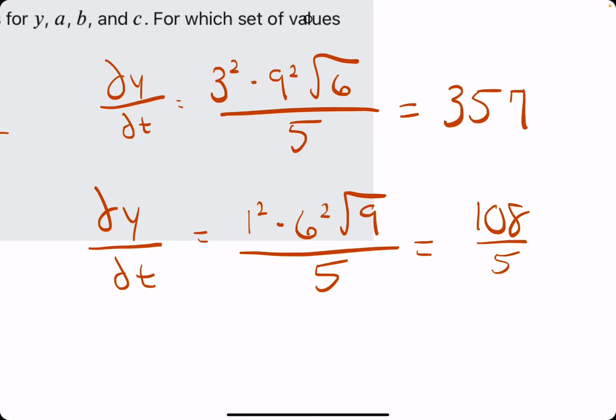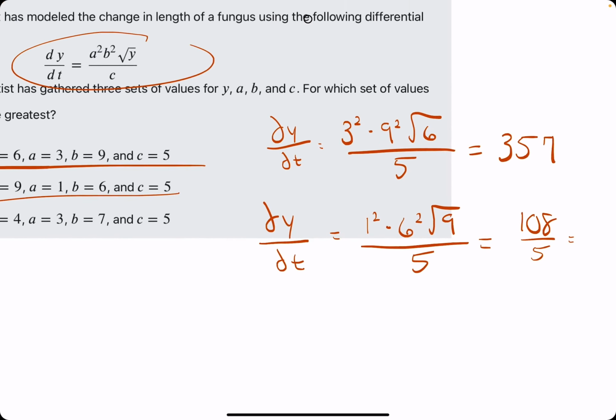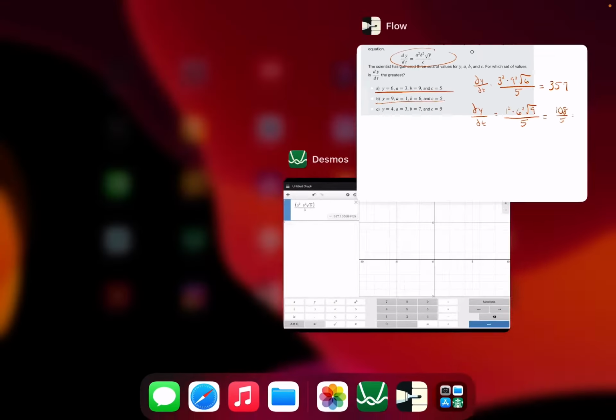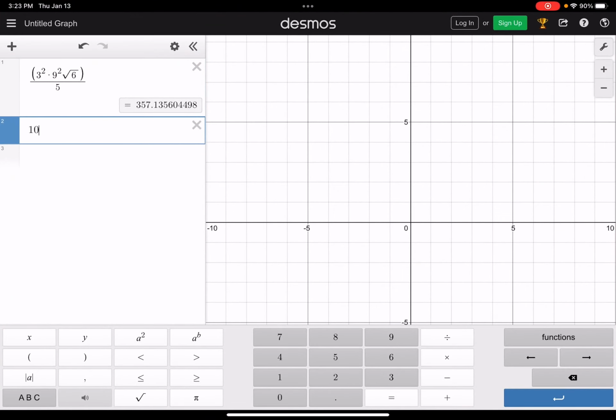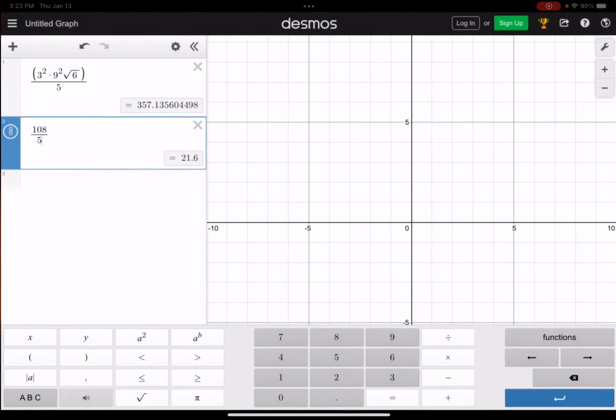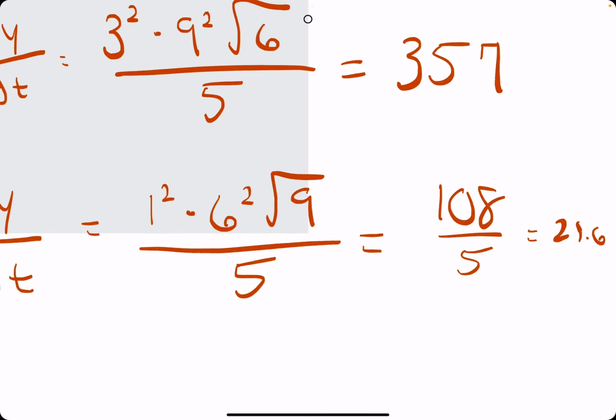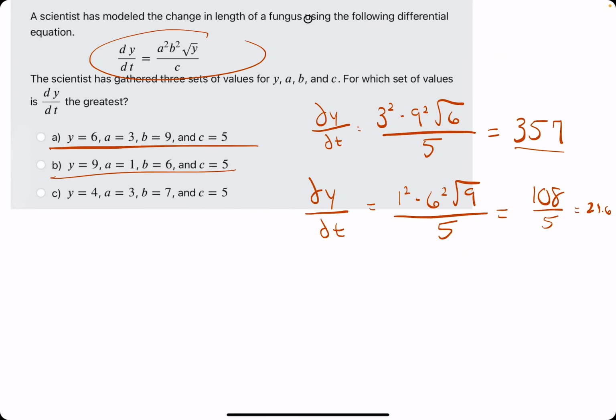108 over 5. Can't tell you what that decimal is, but I will say we could probably do it by hand and say it's not larger than 357, so it does not matter, but let's go ahead and do this. We get 21.6. All right, we have 357. We have 21.6. Let's go ahead and work out the last one.